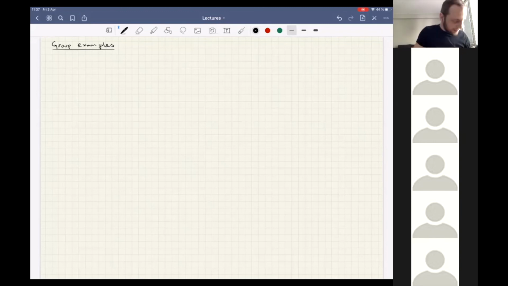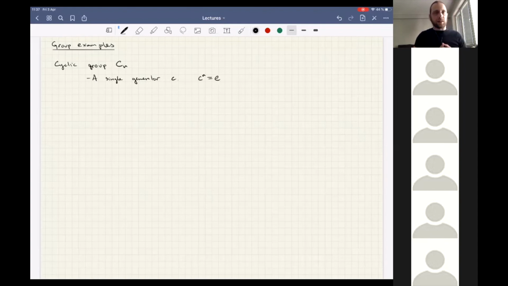So the first example is the cyclic group, which we denote by Cn. So this is a cyclic group with n elements. That means that we have a single generator, which I will call C. And that generator satisfies that C to the n is the identity.